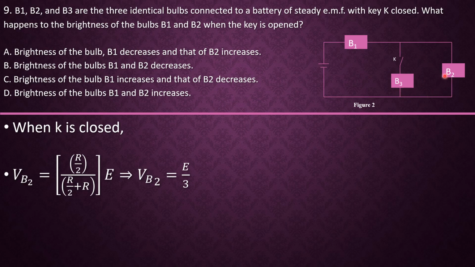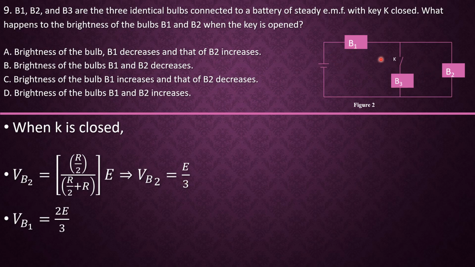R over 2. And so the PD drop across this combination would be R over 2 divided by R over 2 plus R, because the combination is now in series with this bulb, and the resistance of this bulb is R. The resistance of the combination is R over 2, so we get the PD drop by taking the resistance of that combination divided by its resistance plus R, multiplied by E. This is the potential divider rule I'm using here. And so VB2 is E over 3. Now you can go next and calculate VB1.